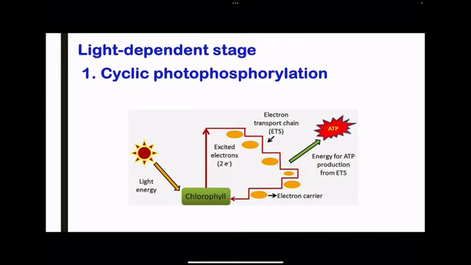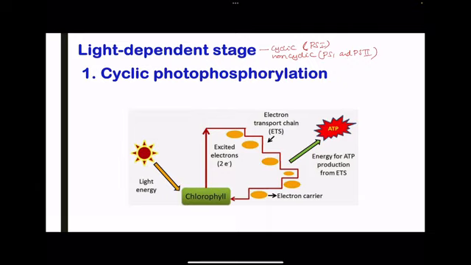Now remember again, we said photosynthesis is divided into the light-dependent and the light-independent reactions. However, the light-dependent reactions are categorized into cyclic as well as non-cyclic photophosphorylation. For cyclic photophosphorylation, this involves only photosystem 1, while non-cyclic photophosphorylation involves both photosystem 1 and photosystem 2. So this is very important to remember that.